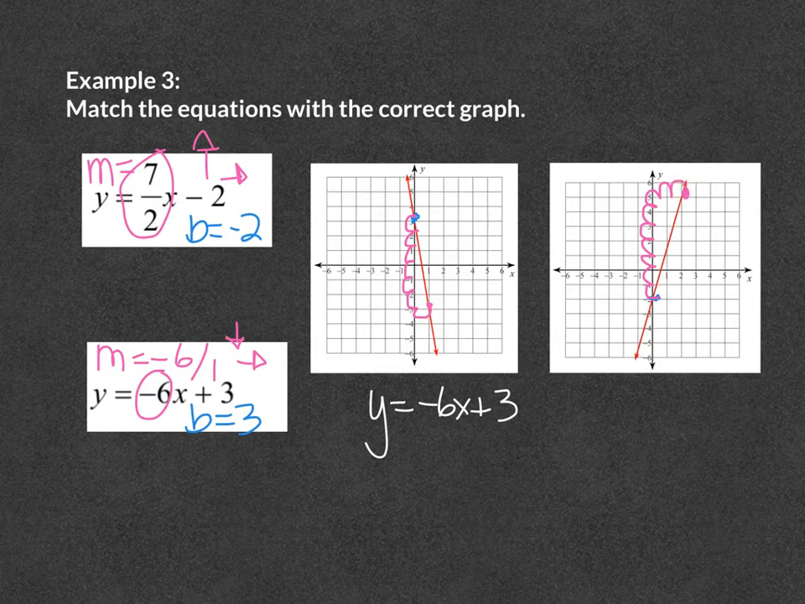It does match up. So the equation is y equals 7 over 2x minus 2. And that's how you match the equations with the correct graph.